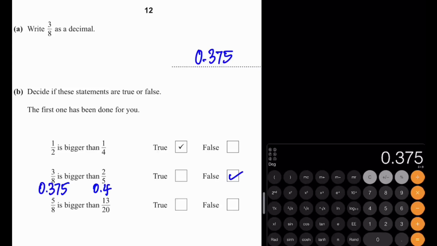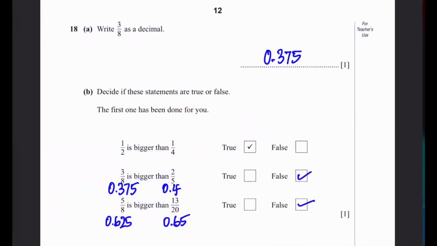5 by 8 is bigger than 13 by 20. So let's first do 5 by 8 in the calculator, 0.625. And 13 by 20, let's do that as well. It's 0.65, which means this is also false. And that's the answer. Question 19.